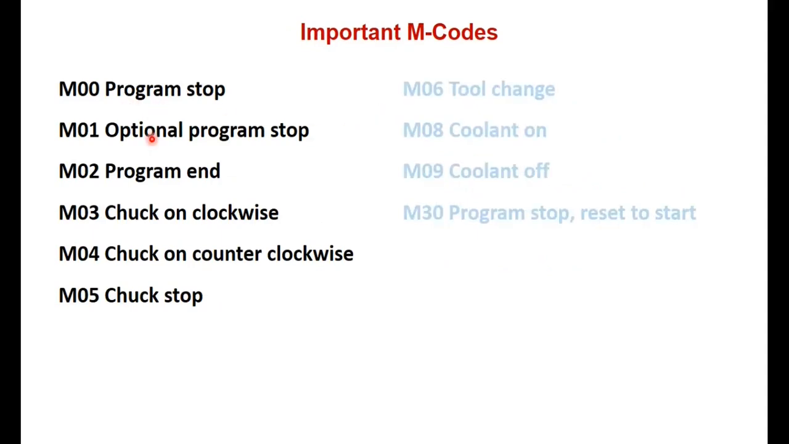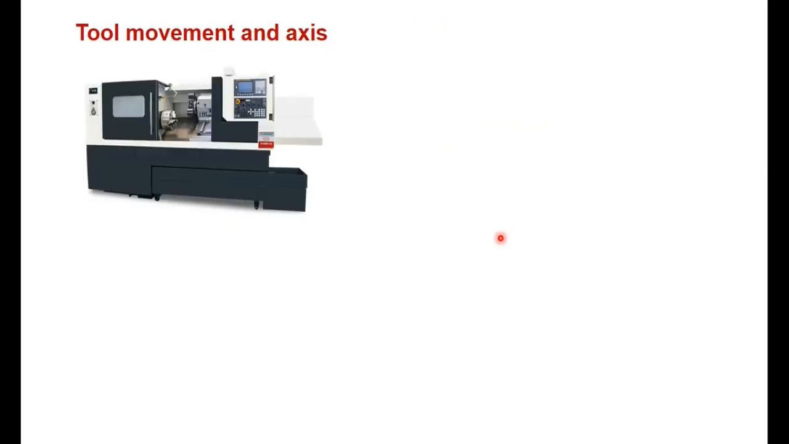M00 program stop, M01 optional program stop, program end. Then chuck rotation clockwise, chuck rotation counterclockwise, M05 chuck stop, tool change M06, coolant on and off M08 and M09, then M13 program stop or reset.